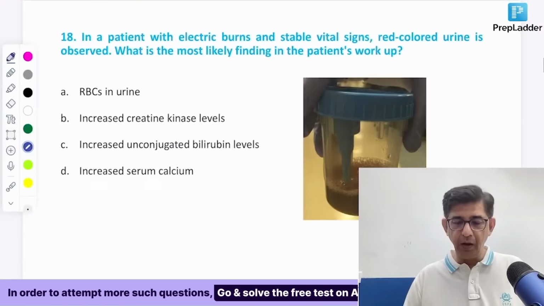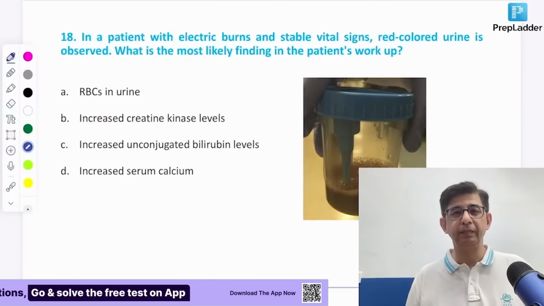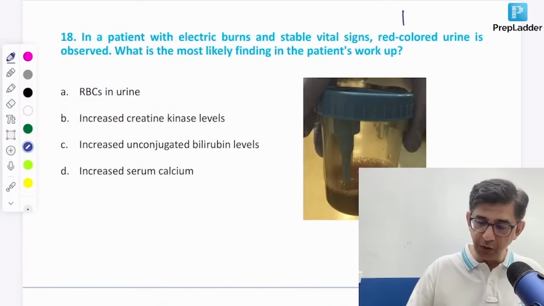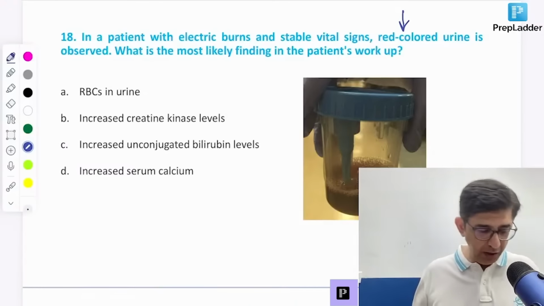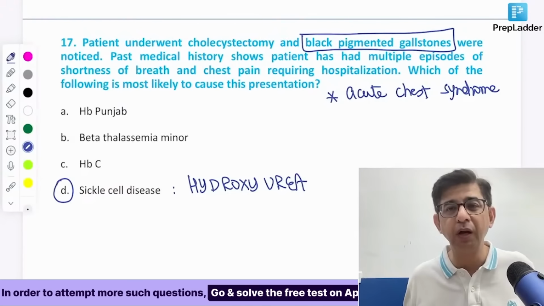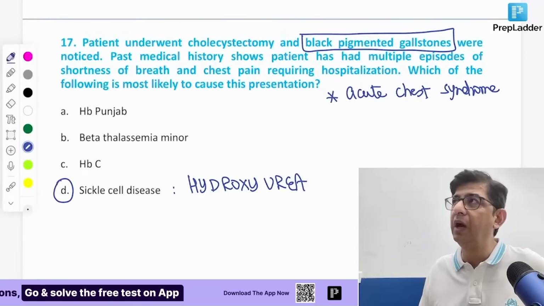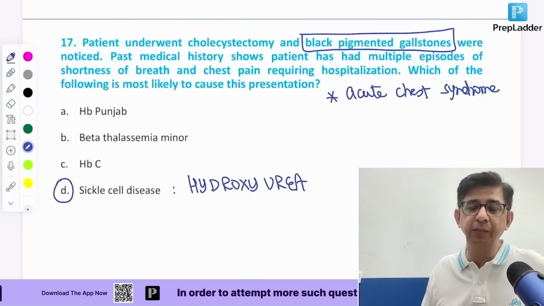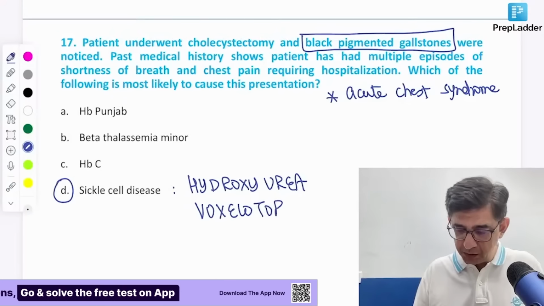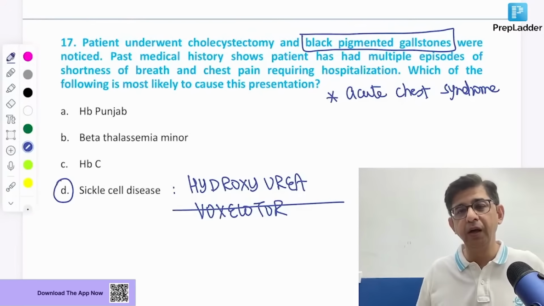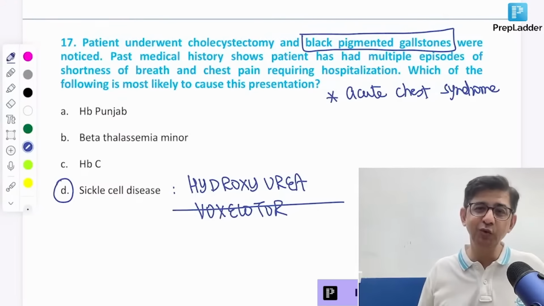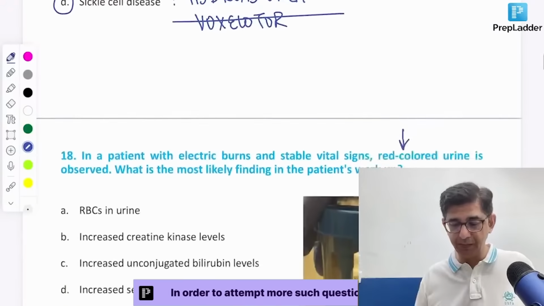In a patient with electrical burns, red color urine is obtained. The moment you read the words red color urine, either it is hematuria or it is going to be myoglobinuria. Crizanlizumab is a monoclonal antibody to reduce the frequency of sickling episodes. But recently its side effects are pretty severe. So voxelotor is withdrawn. Voxelotor was mentioned in the MCQ, but now it has been withdrawn. Crizanlizumab will be used to reduce the frequency of sickling episodes.